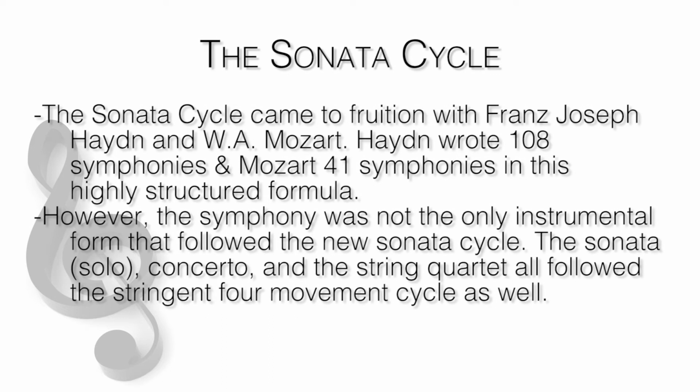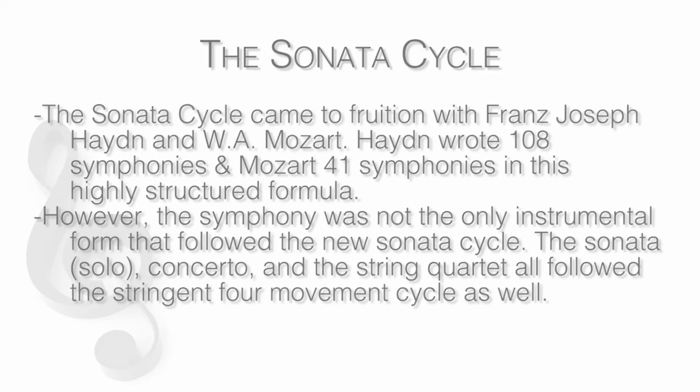So now we arrive at the full-blown classic period. The father of the sonata cycle, the father of the symphony, is called Papa Haydn in history. His name is Franz Joseph Haydn, who I'll talk about a little bit later. He wrote 108 symphonies during his lifetime. And then Wolfgang Amadeus Mozart is said to be the perfecter of the sonata cycle. In Mozart's very short life, he composed 41 symphonies.